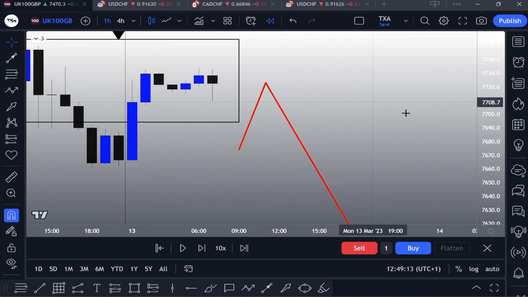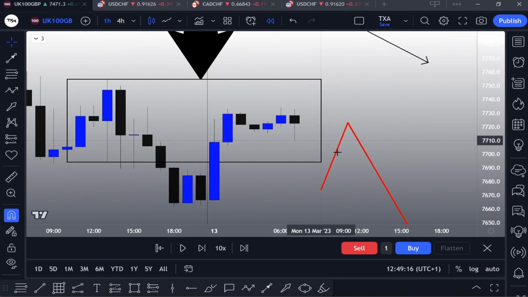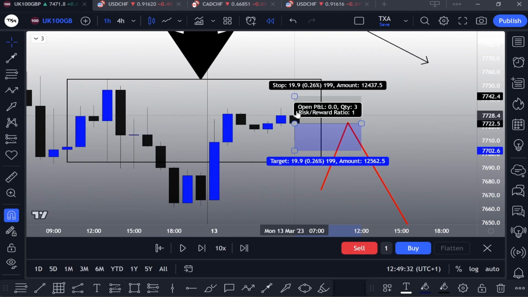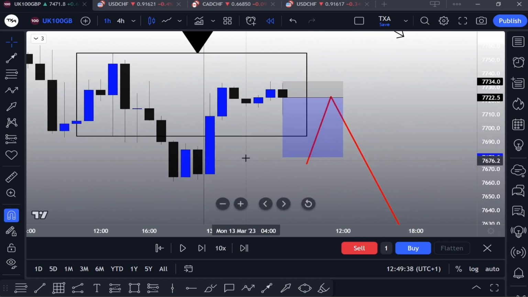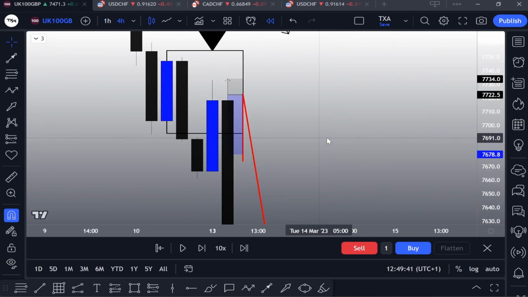Now in this example, if you pay attention to this 1H candlestick, this candlestick actually did engulf the area of this bullish candlestick. However, it closed at the same level as this candle. On a 1H time frame, sometimes that is quite sufficient. So what's your take profit going to be?